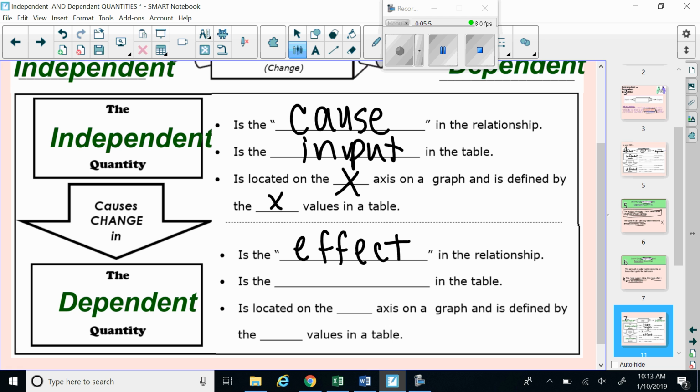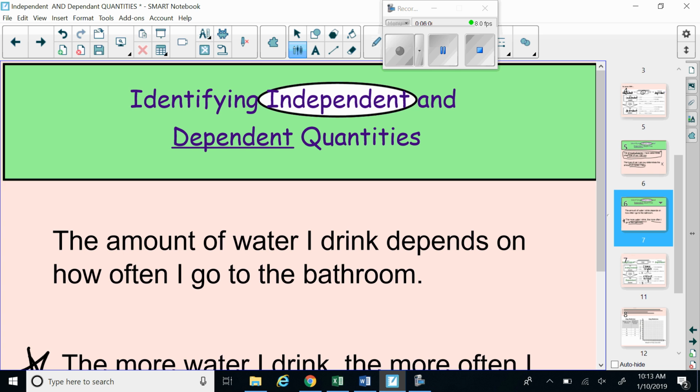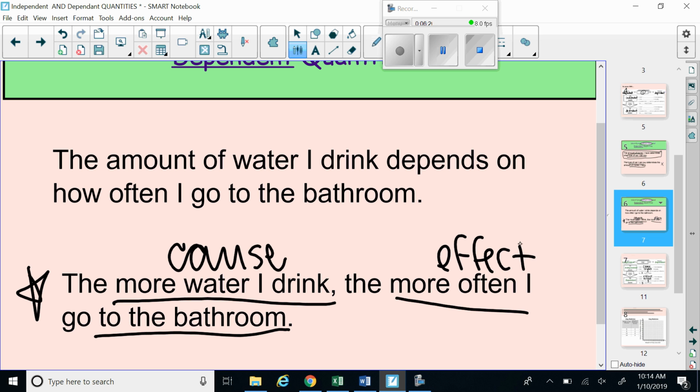It's what happens at the end. It's always going to be the output, and it's located on the y-axis, okay? So what that means, if we go back to this question here, and I look at it, the more water I drink, the more often I go to the bathroom. So what happens when I drink water is the effect that I have to go to the bathroom.